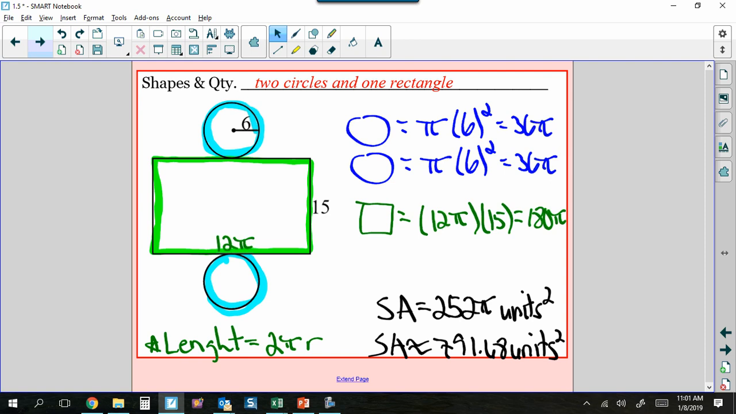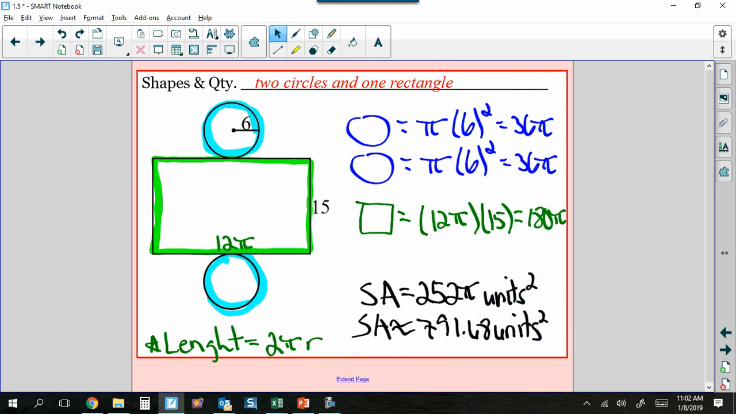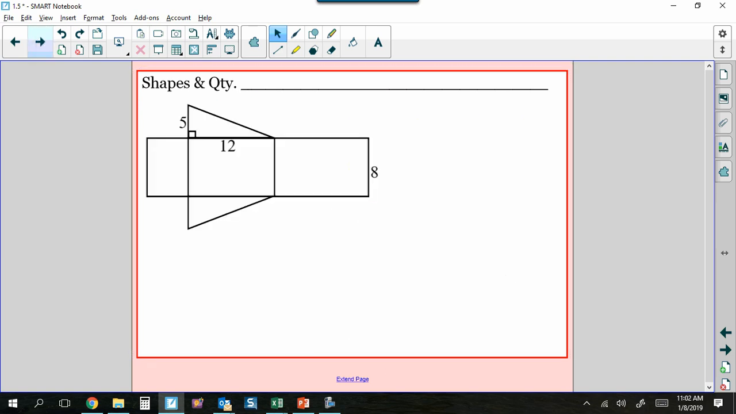Now go ahead and type 252 times the pi sign on your calculator, and that will give you the approximate answer of 791.68 units squared. Please do not use 3.14. Use the pi symbol on your calculator so that way your approximation matches our approximation. So let's go on to our next shape.